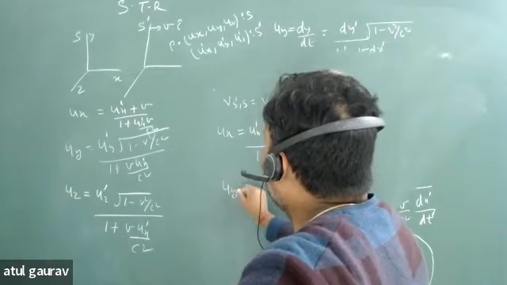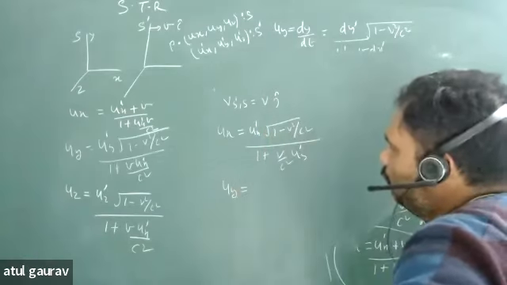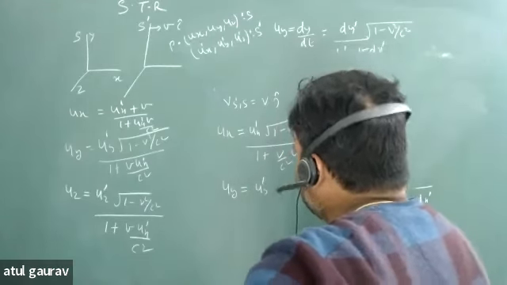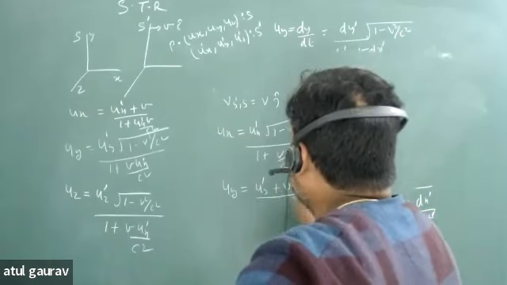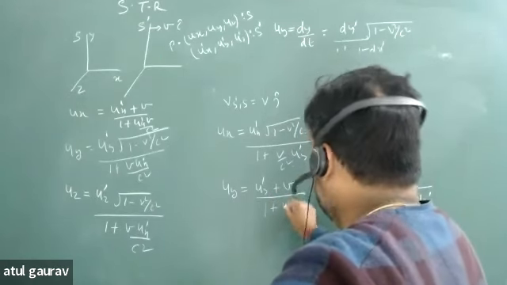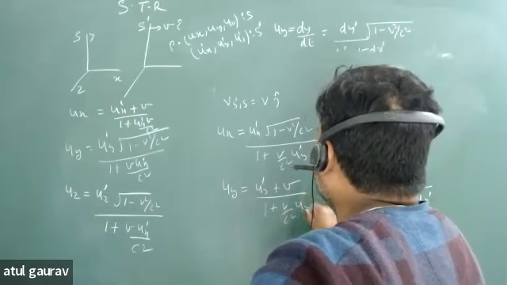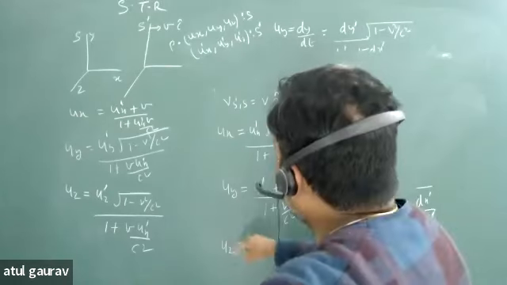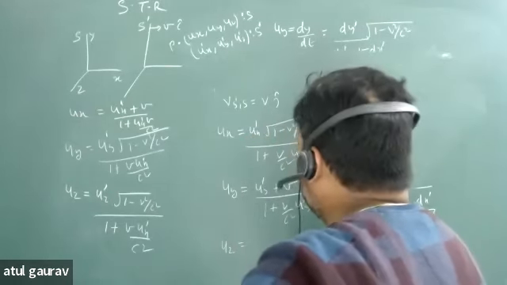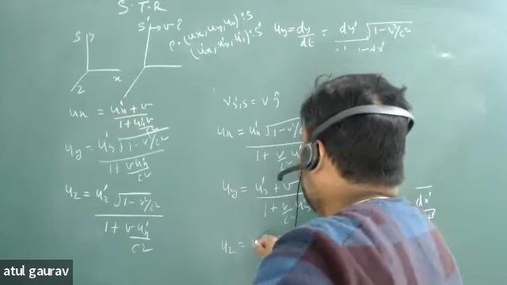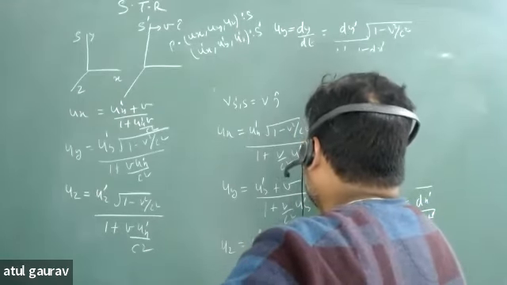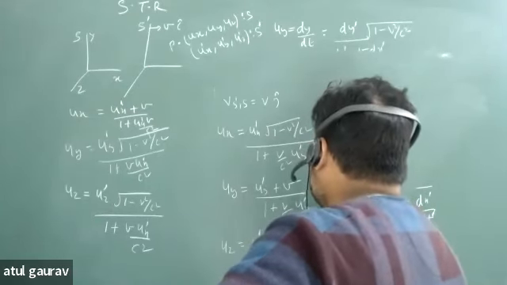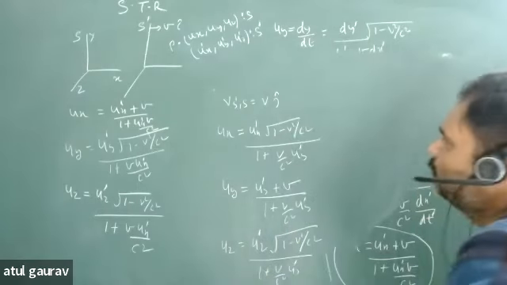Now what should be uy? uy dash plus v. Yes, just plus v, very good, divided by 1 plus v uy dash over c square. And then uz will have the ux type of form: uz is equal to uz dash times root of 1 minus v square over c square, divided by 1 plus v uy dash over c square.